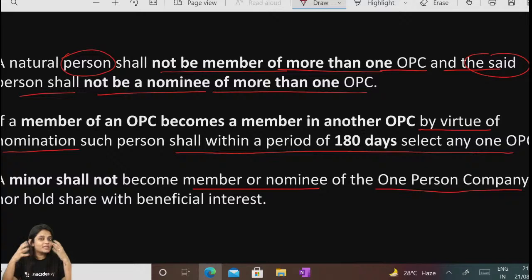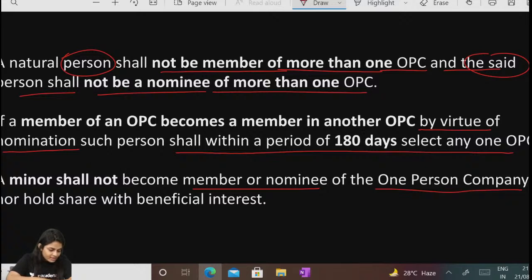Can I say OPC is a corporate form for a sole proprietorship? Yes? Okay. All of you, please answer. The more you answer, the more you will participate. You are in the video. You are in the class. And your concepts will be more clear. Since you are sitting here, at least we need to answer, right?